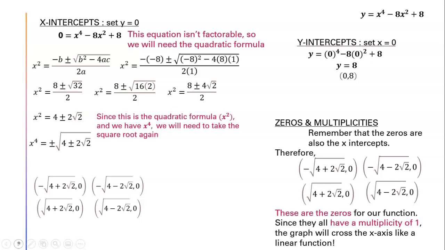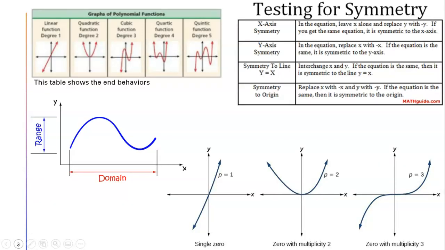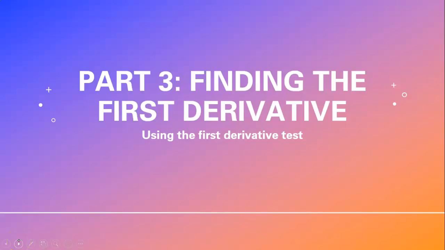If you'd like a little bit more of an in-depth review about the algebra, go ahead and click the link in my description, and I have a video that goes over how I gathered all this information for the basic parts of my graph. Here are just some tables and charts to review and as a little bit of a refresher. Part 3. Finding the first derivative.